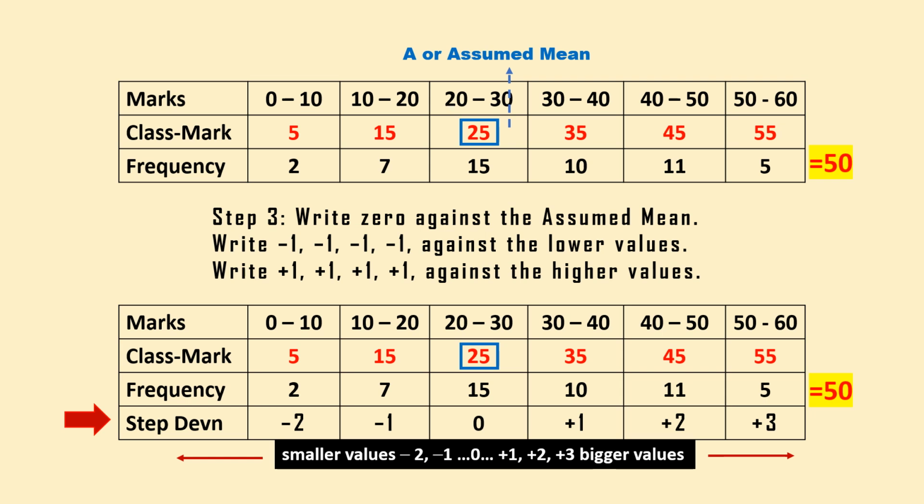The assumed mean, that corresponding value shall be 0. So that is step 3. Mark 0 for the assumed mean in that place. Corresponding to the assumed mean the step deviation is 0, and corresponding to other values, higher values +1, +2, +3, lower values -1, -2, -3, you carry on until the end. So that is the step deviation we have marked. Now step number 4.